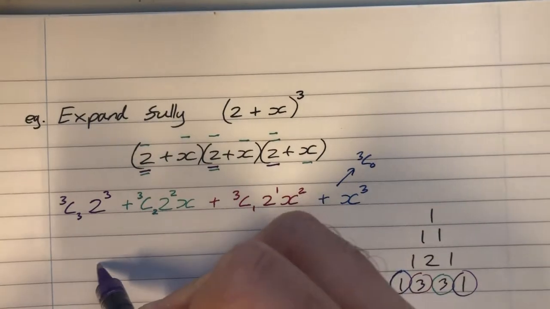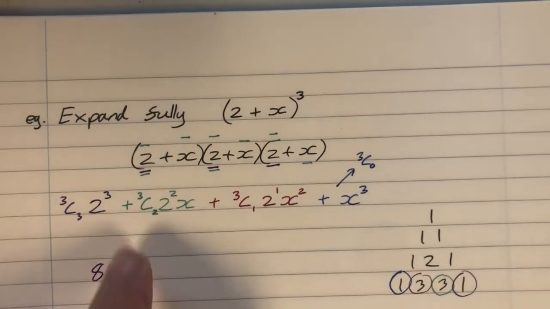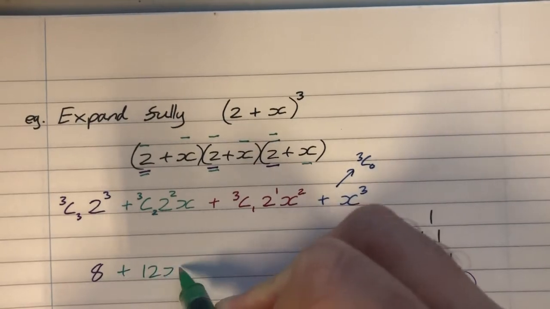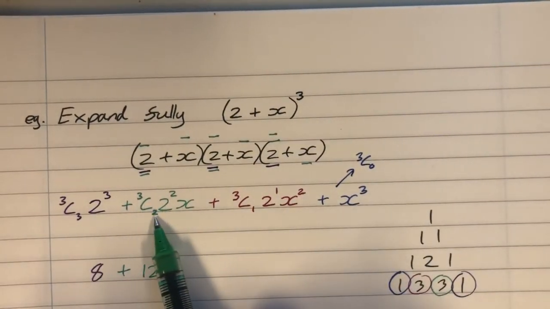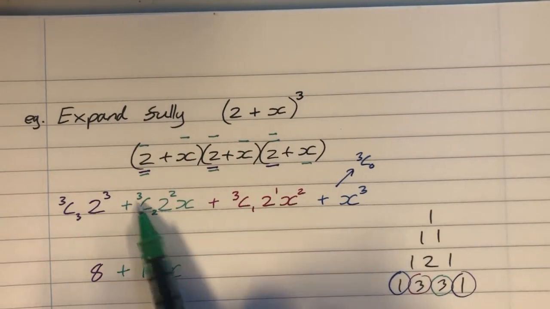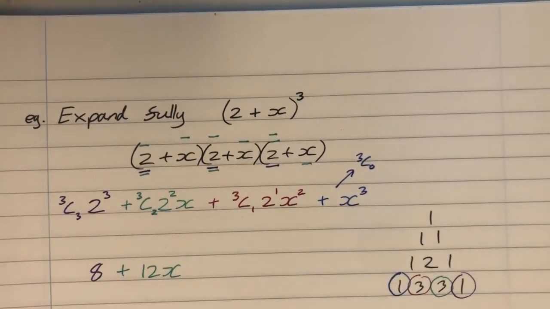So 2 cubed, well, that's 8. Plus 3 times 4, so that's going to be plus 12x. Okay, so 3C2 is 3, see that in green over here. And 2 squared is 4, so you get 3 times 4, which is 12.